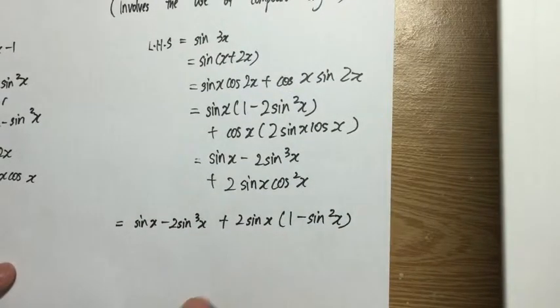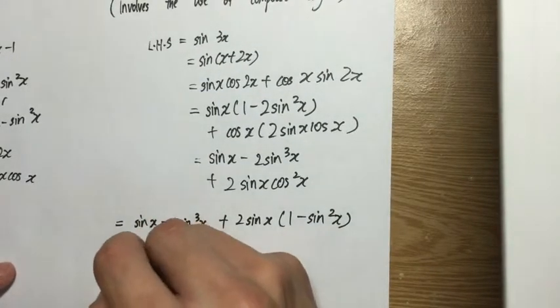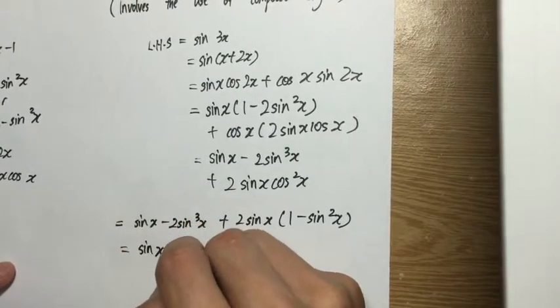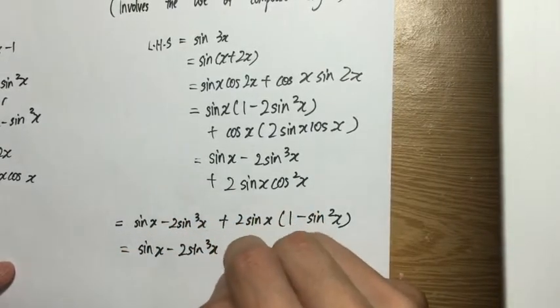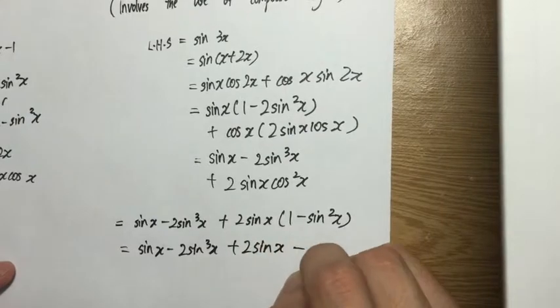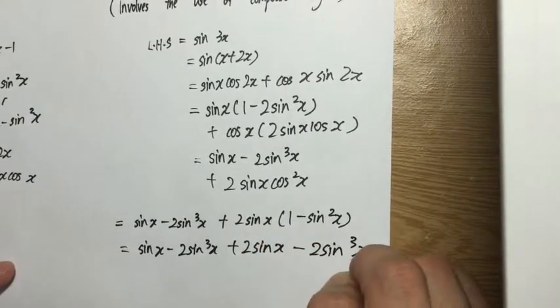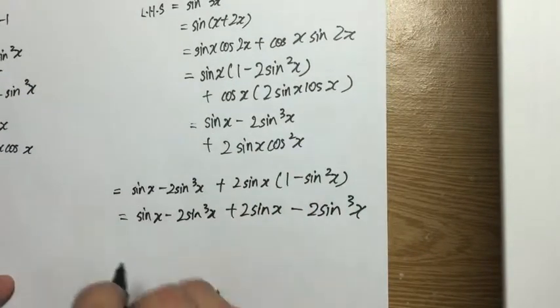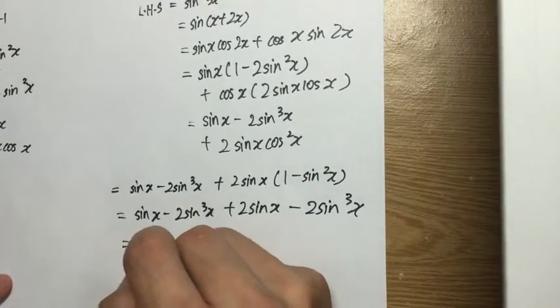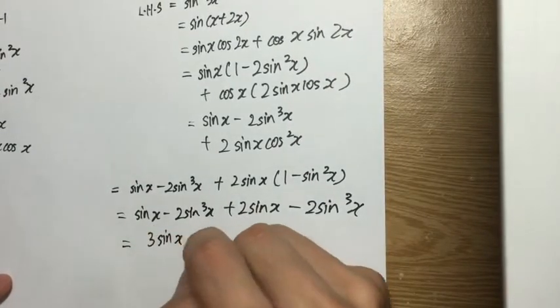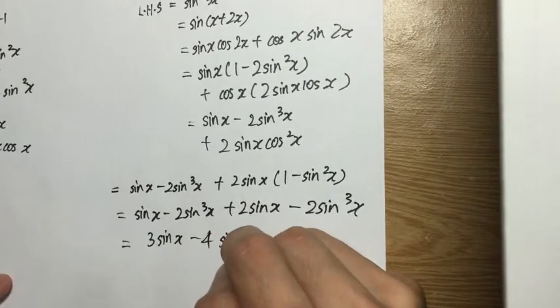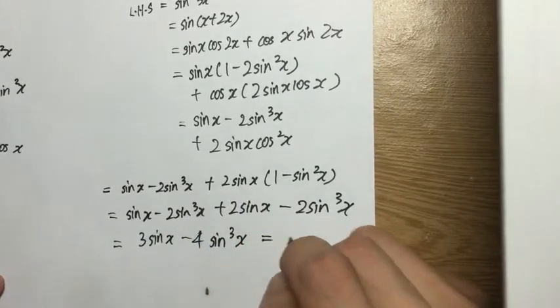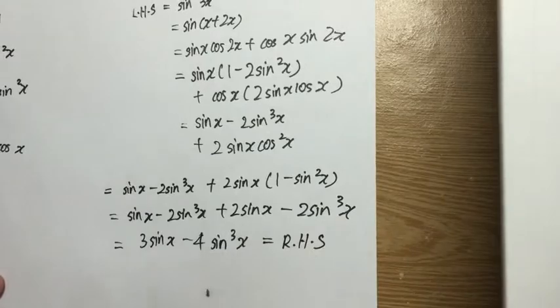This expression can be simplified into sine x minus 2 sine cube x plus 2 sine x minus 2 sine cube x. And we will get a final answer of 3 sine x minus 4 sine cube x, which is equal to our right hand side.